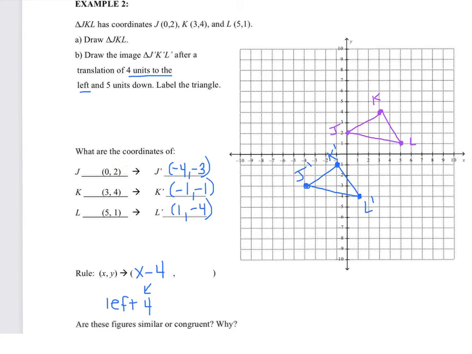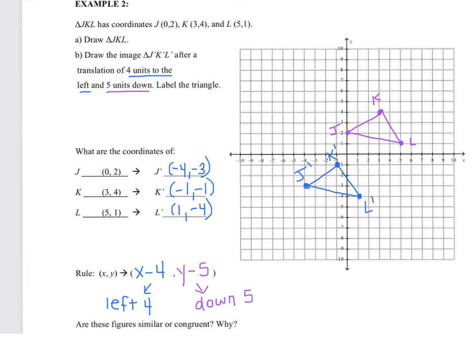Now let's look at the y value. We went from 2 to -3, 4 to -1, and 5 to -4. What do we notice to do with the y value here? Well, we subtracted 5, y minus 5. And we also went down 5 units. So we subtracted by the number of units we went down. Because we went down 5 units, we subtracted 5 from the y.